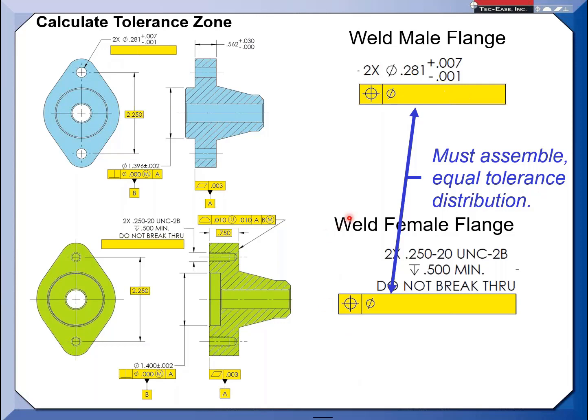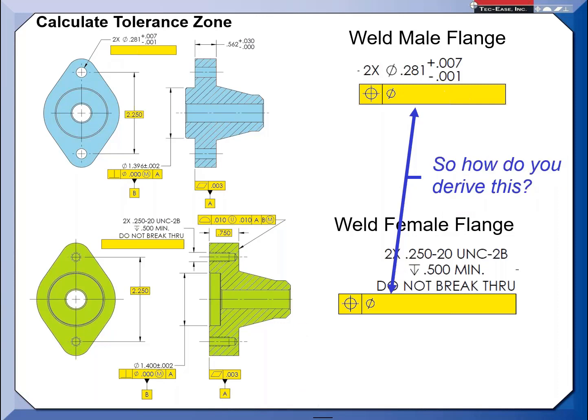Oh, okay. So the requirement is that it must assemble. In other words, the bolts always have to go in a hole when I bring these 2 pieces together. And by the way, the tolerance on these should be equal distribution. So the value should be the same, is what we're alluding to. So how do you do this? How do you derive that?